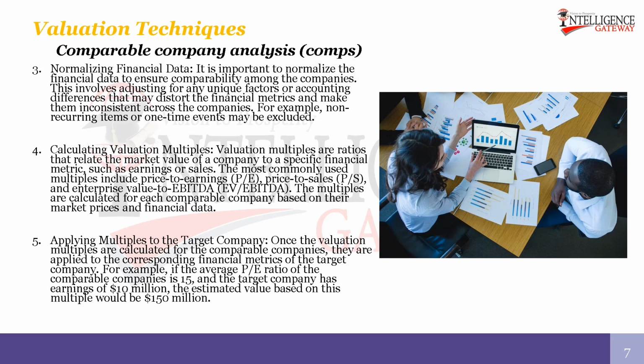The multiples are calculated for each comparable company based on their market prices and financial data. Applying multiples to the target company. Once the valuation multiples are calculated for the comparable companies, they are applied to the corresponding financial metrics of the target company. For example, if the average P/E ratio of the comparable companies is 15 and the target company has earnings of $10 million, the estimated value based on this multiple would be $150 million.